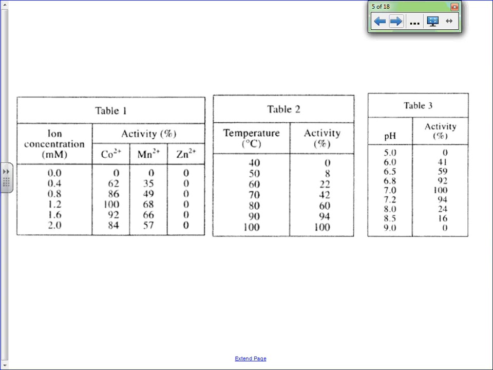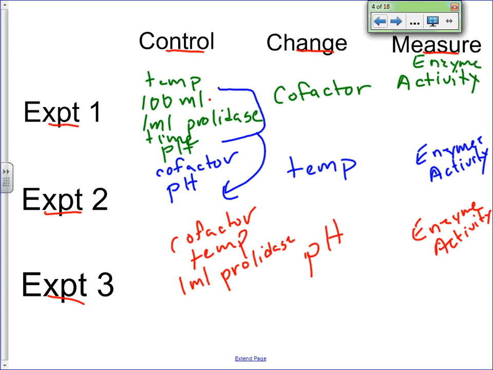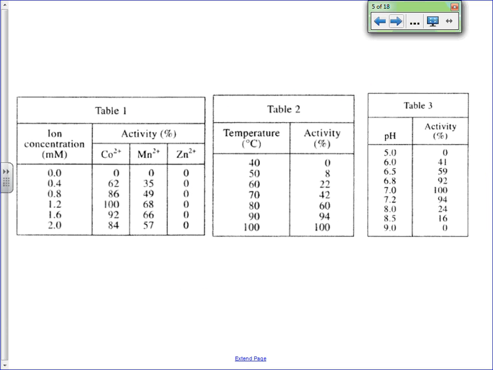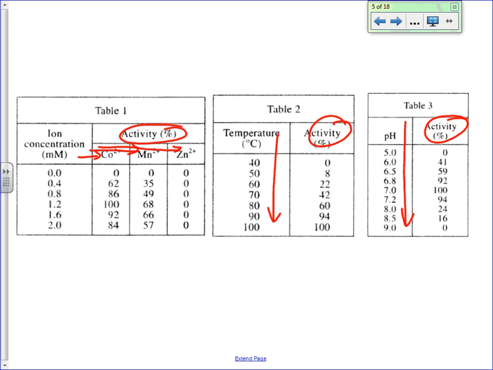All right, table 1, what were we changing in table 1? All right, table 1 is experiment 1 in this case, and what were we changing? The cofactor. So what we see is the activity percentages for different cofactors. All right, how active was it? All right, what about table 2? What were we changing in that case? The temperature. So you can see the activity level for different temperatures. Last but not least, experiment 3, what were we changing? pH. So you can see the activity level for different pHs.